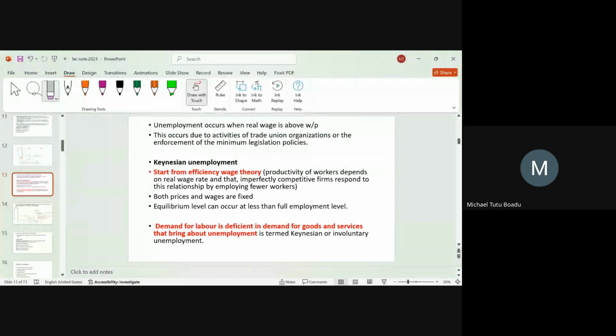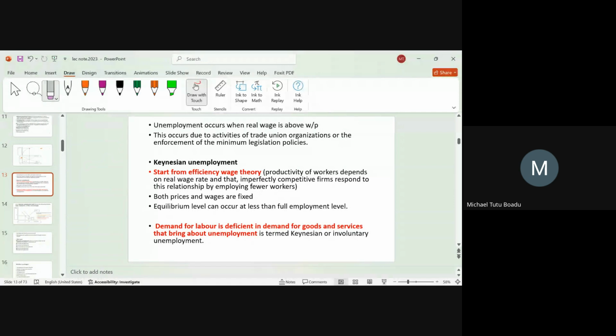So this is very critical. Both government policies and trade union organizations could cause the wage to rise above the equilibrium level. And when that happens, unemployment will occur. So that is the classical case.